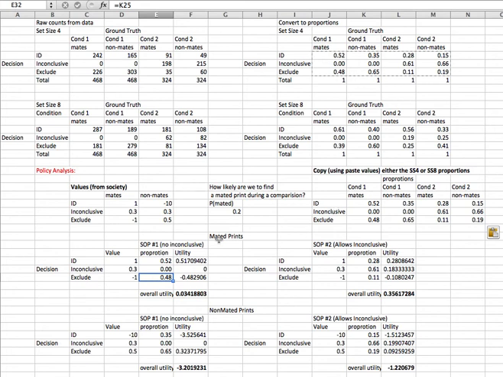Likewise, we can say that 48 times out of 100 you made an erroneous exclusion, or the subjects did in this experiment, and therefore each one of those is worth -1 points. And so when we multiply those together, we get the utility for each of these two responses, given the values and given the proportion of times that they occur. And then if we sum these up, we get the overall utility for mated prints for SOP1. And that overall utility is pretty close to 0 here, because the number of correct decisions is about equal to the number of incorrect decisions, and they're weighted equally.